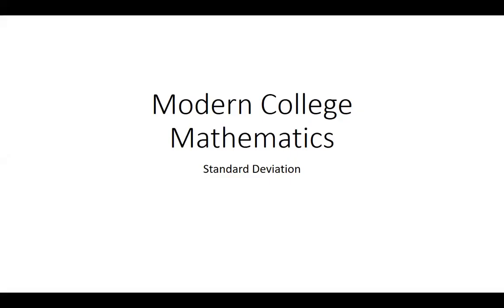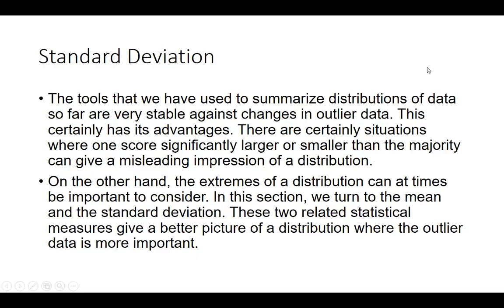Hello, everyone. Today we're going to go over section 4.3 over standard deviation. The tools that we have used to summarize distributions of data so far are very stable against changes in outlier data. This certainly has its advantages. There are certainly situations where one score significantly larger or smaller than the majority can give a misleading impression of a distribution. On the other hand, the extremes of a distribution can at times be important to consider.